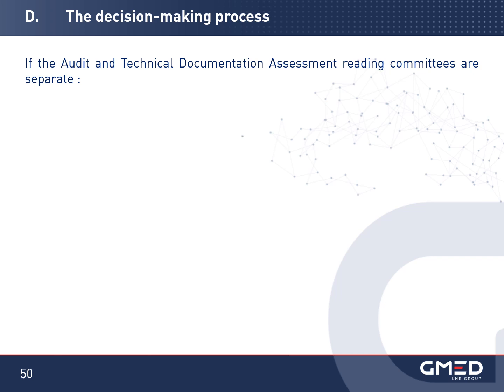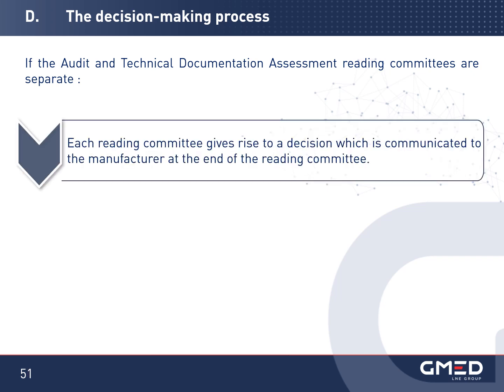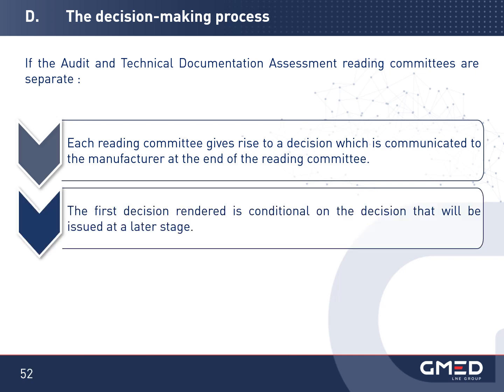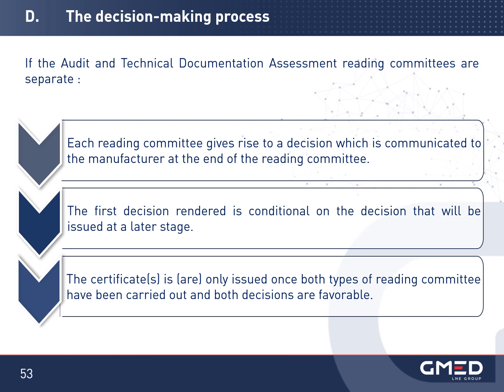When the audit and technical documentation evaluation reading committees are not held simultaneously, each reading committee gives rise to a decision which is communicated to the manufacturer at the end of the reading committee by notification letter. The first decision is conditional on the decision of the second reading committee. The corresponding certificate is only issued once both types of peer review have been carried out and both decisions have been favourable.